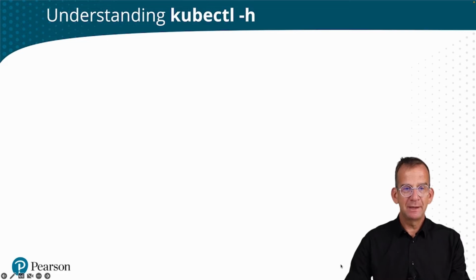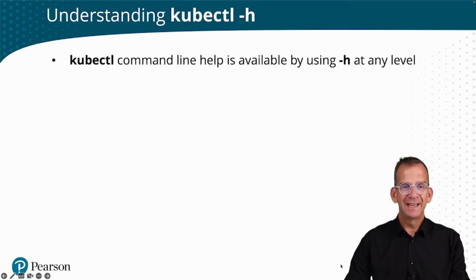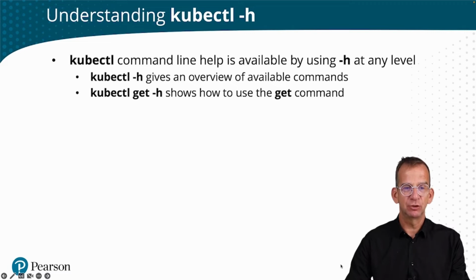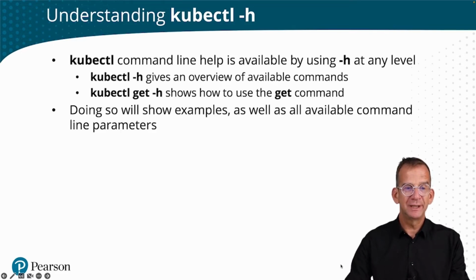Now, one nice thing about kubectl is that it has very nice embedded help. kubectl -h is how it works. And you can use this -h option at any level. So at the highest level, kubectl -h gives an overview of the available commands. And then on specific commands, you can also use -h, like kubectl get -h, which shows how to use the get command. And doing so will show examples as well as available command line parameters. Let's check it out.